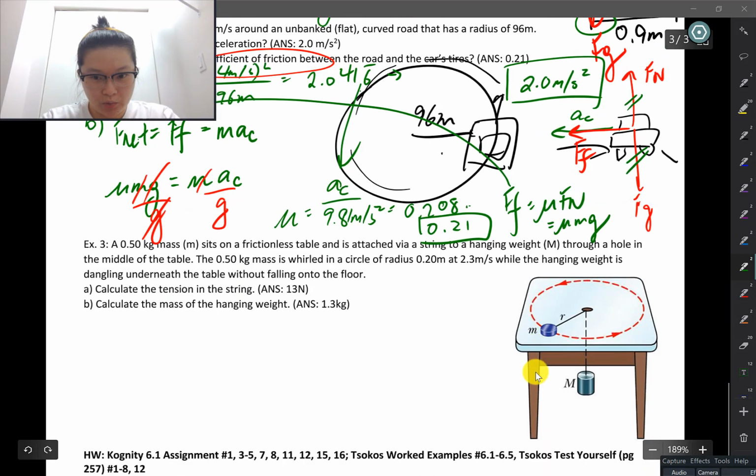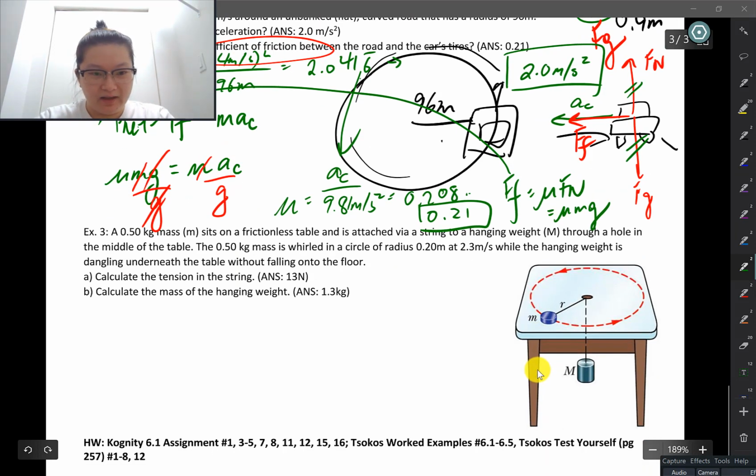Let's go. Alright. I think I'm going to need a little bit more space. So let's see if I can cram everything into this tiny space here.